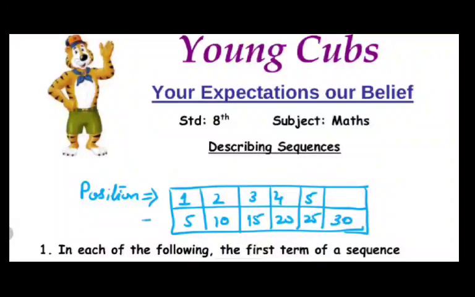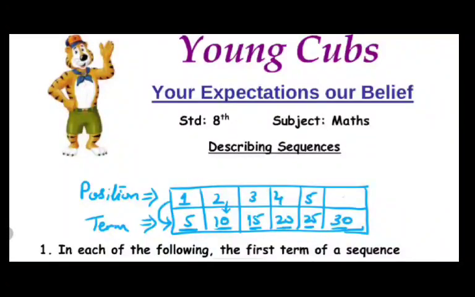And the second terminology that we are talking about is term. So what is the first term? The first term is 5. What is the second term? The second term is 10. So term is the actual number.